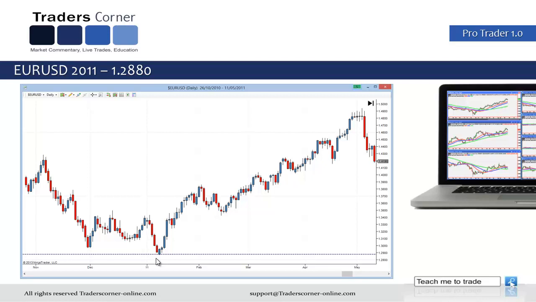So in the next video, I'll show you how we go about identifying these levels. But just for now, I want you to understand the importance of these levels and the way that you can use them in your trading going forward.